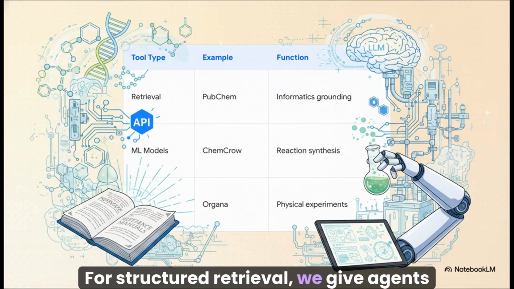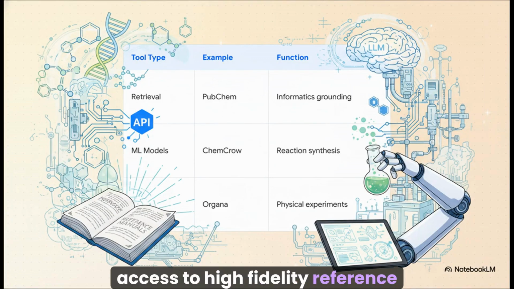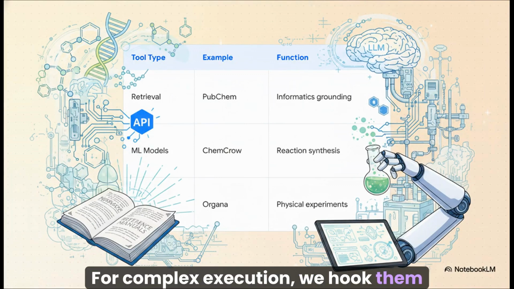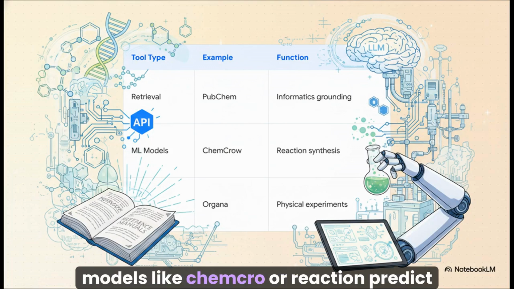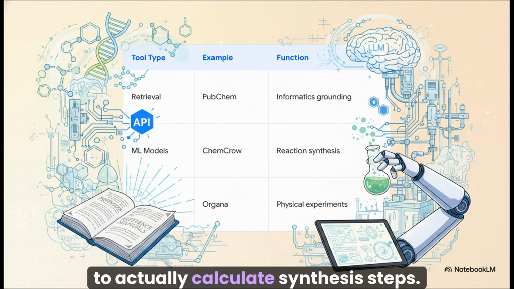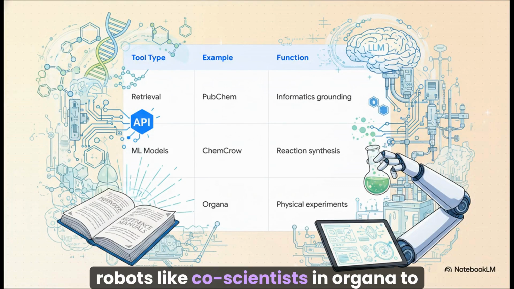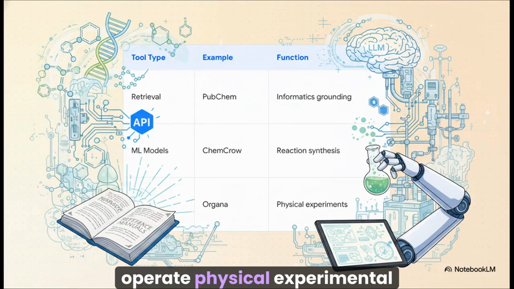For structured retrieval, we give agents access to high-fidelity reference databases like PubChem and the Materials Project. For complex execution, we hook them into specialized machine learning models like ChemCrow or Reaction Predict to actually calculate synthesis steps. And on the absolute bleeding edge, these agents are being connected to embodied robots like Co-Scientist and Organa to operate physical experimental equipment right in the lab.